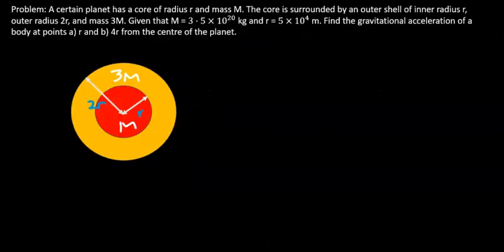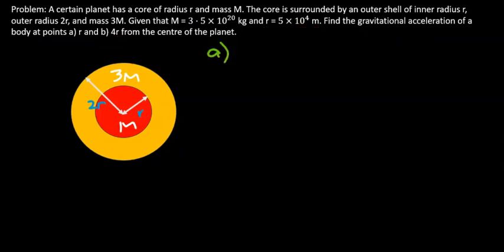Problem 2. A certain planet has a core of radius r and mass capital M. So the one that is shown in red is the core. The core is surrounded by an outer shell of inner radius r and outer radius 2r and mass 3M. So the one shown in yellow is the outer shell. Given that capital M has this much value and little r has that much value, find the gravitational acceleration of a body at points r and 4r from the center of the planet.